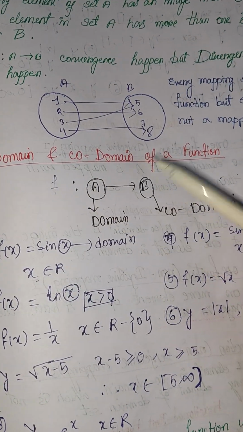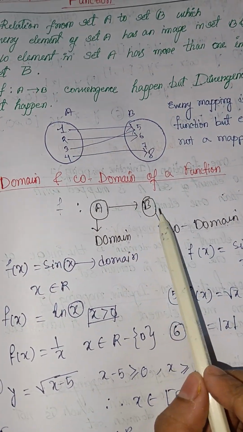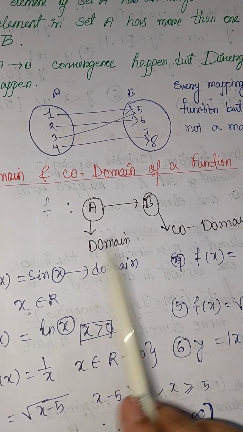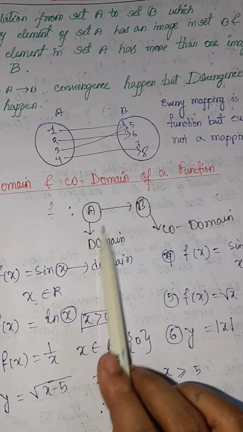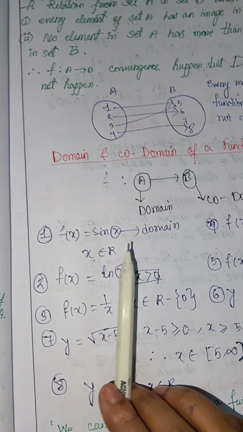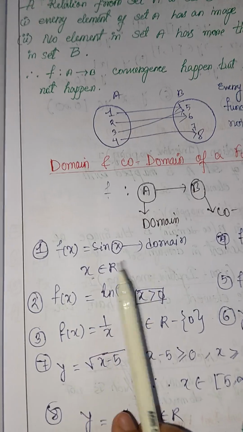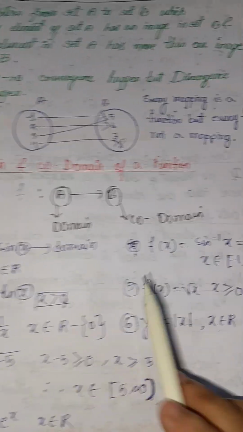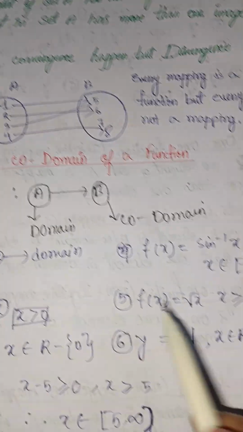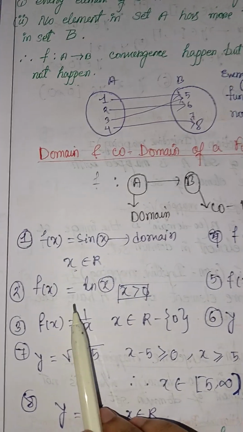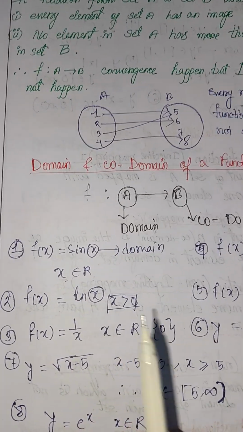Suppose set A and set B. From A to B there is a connection, that is a relation. For a function, the set A is called the domain and set B is called the codomain. Firstly, f(x) = sin x, where the domain is x belongs to R. Not rational numbers, that's real numbers. Rational numbers are denoted by capital Q. Next, f(x) = ln x, where x is greater than 0.